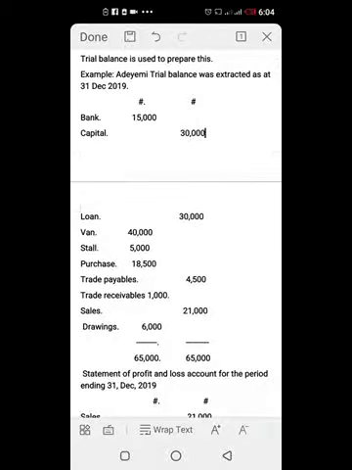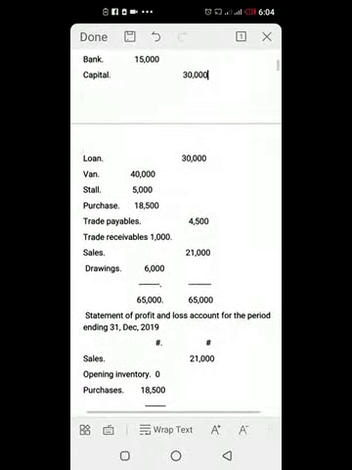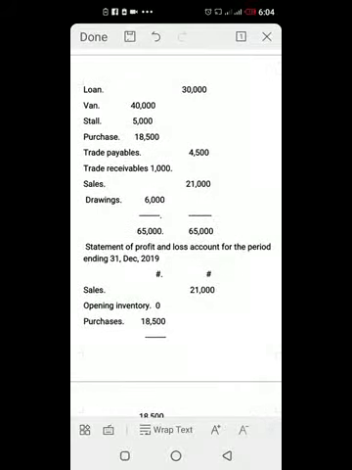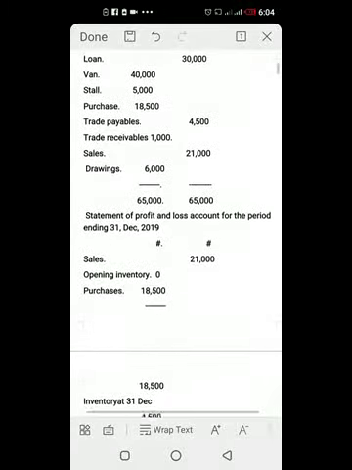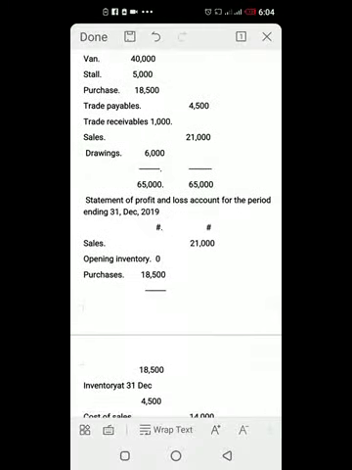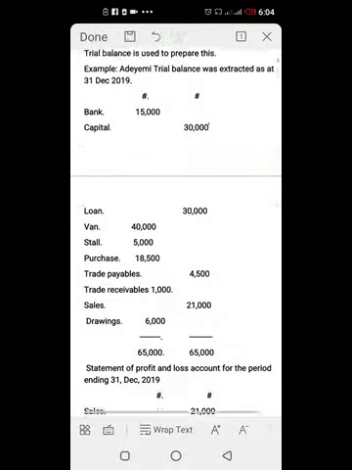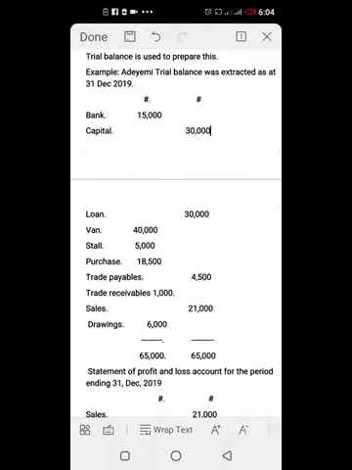Bank 15,000, capital 30,000, loan 30,000, van 40,000, stall 5,000, purchases 18,500, trade payables 4,500, trade receivables 1,000 naira, sales 21,000 naira, drawings 6,000 naira. The total of both sides is 65,000 naira. That means the debit and the credit are equal.